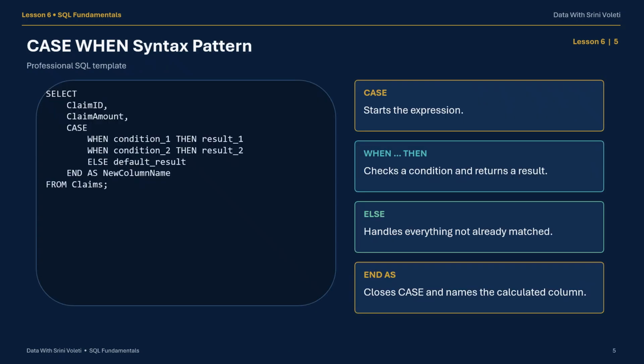Here is a standard searched CASE pattern. CASE starts the expression. Each WHEN contains a condition, then defines what to return when that condition is true. ELSE is the fallback and END closes the expression. And AS gives the calculated output column a useful name. CASE is an expression, so we can place it in the SELECT list to create a calculated column. It does not modify the claims table.